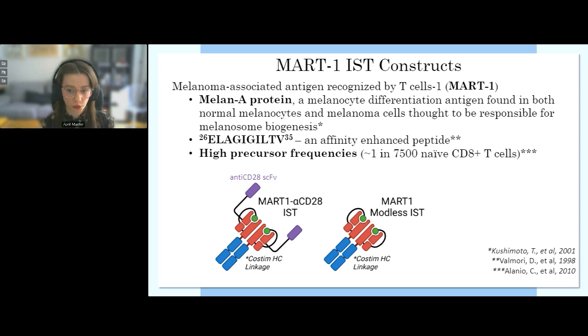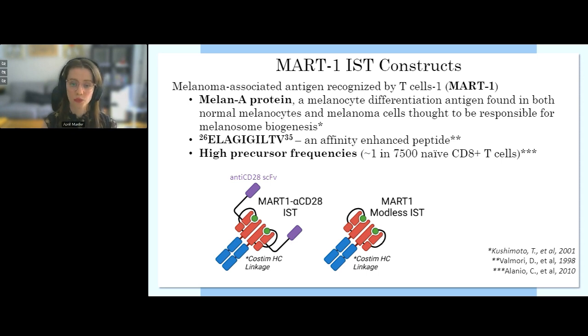So this used the MART1 antigen, which, as I mentioned previously, is a Melan-A protein. It's a melanocyte differentiation antigen that's commonly found in both normal melanocytes and melanoma cells. It's a very common antigen that's currently used in adoptive cell transfer. And it's actually important for us here because it has a unique property in that it has a very high precursor frequency. What that means is in a normal naive compartment, there are a lot of cells that are able to recognize MART1.